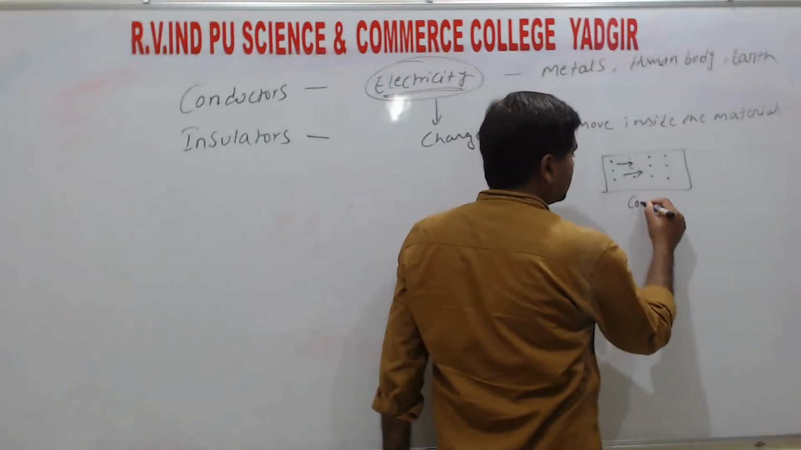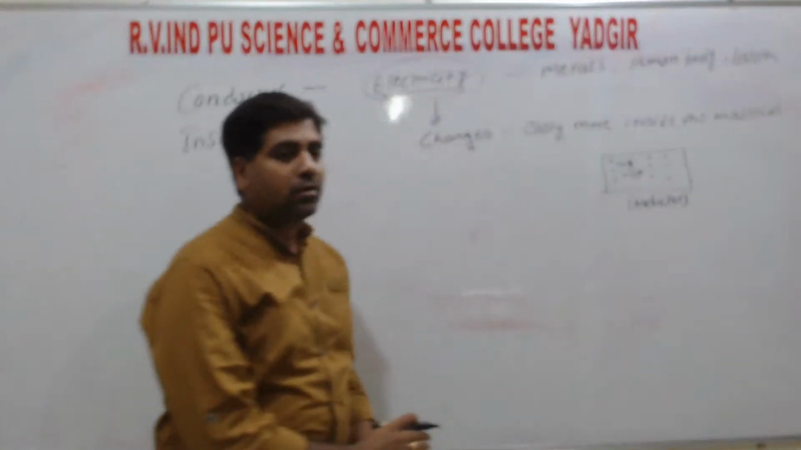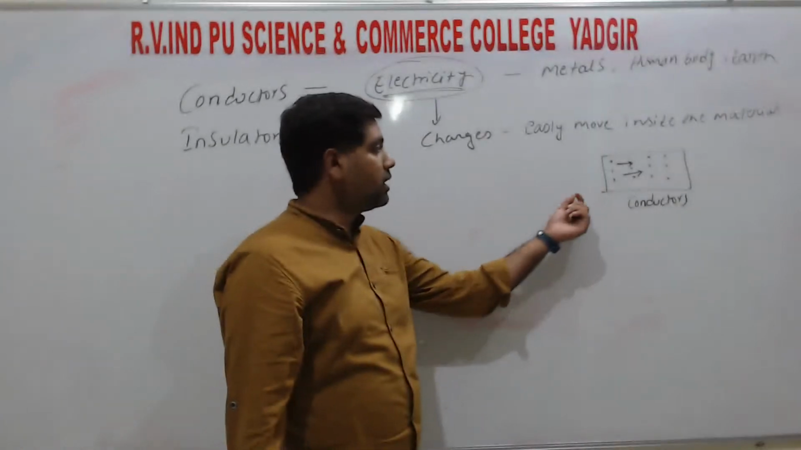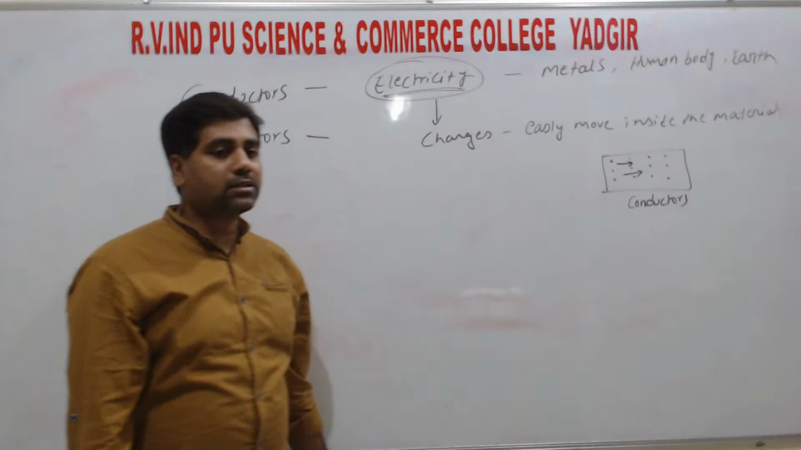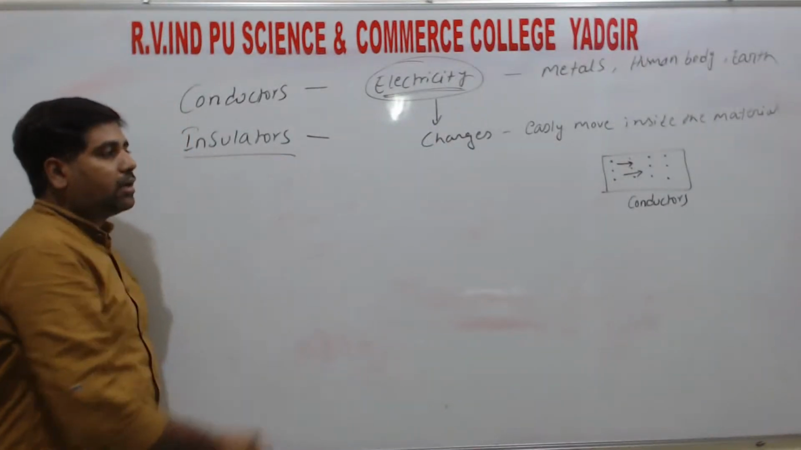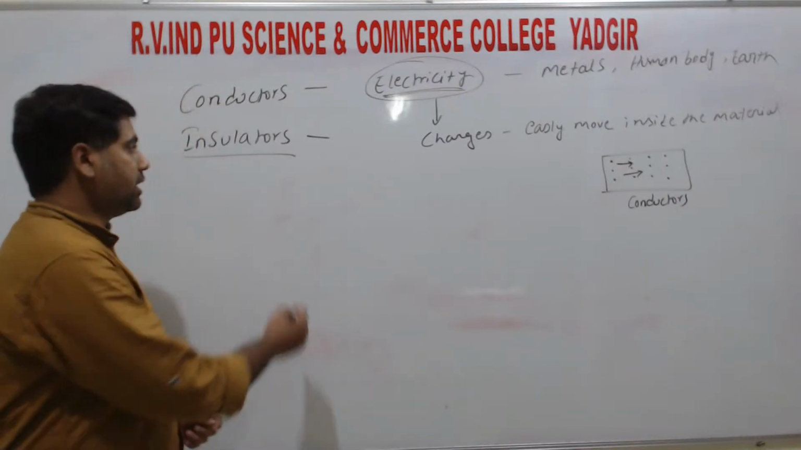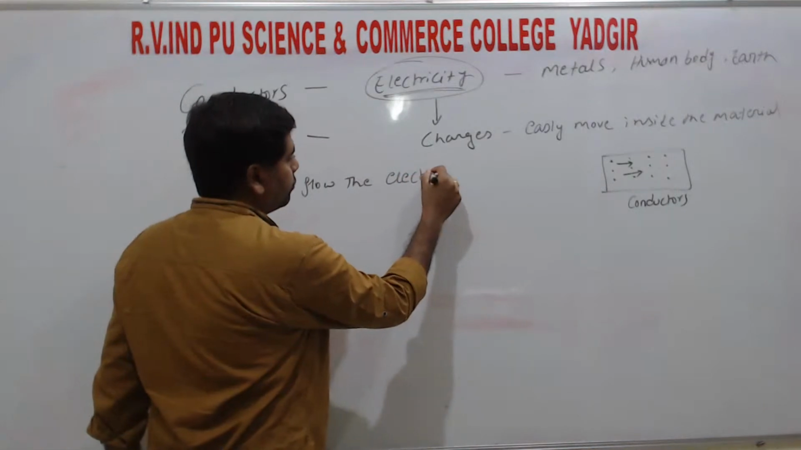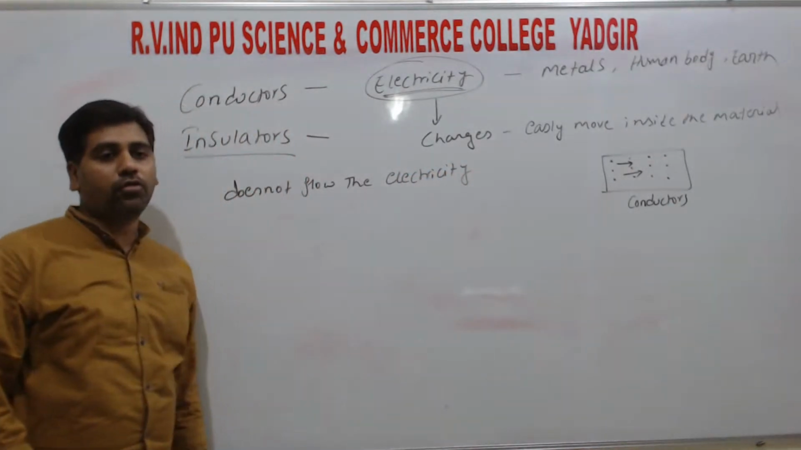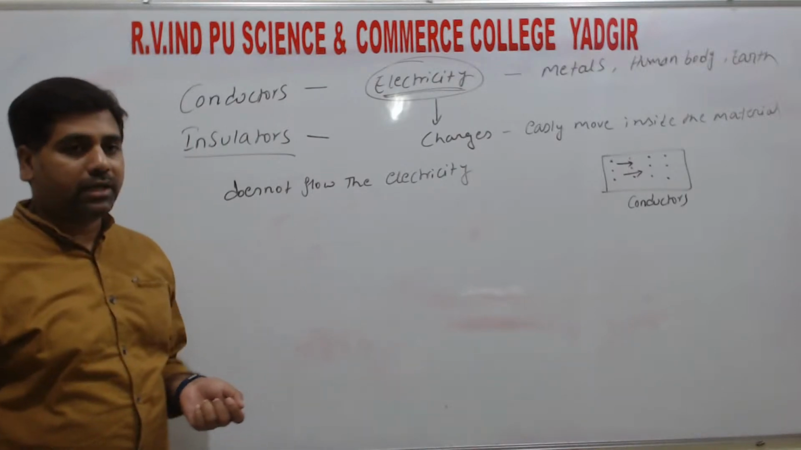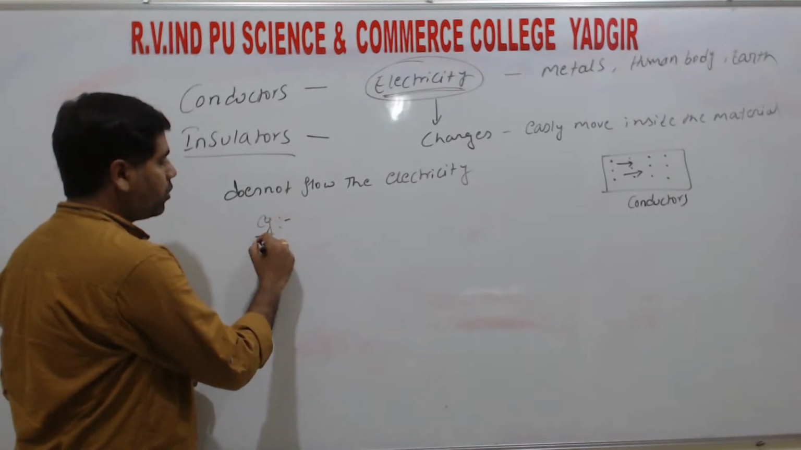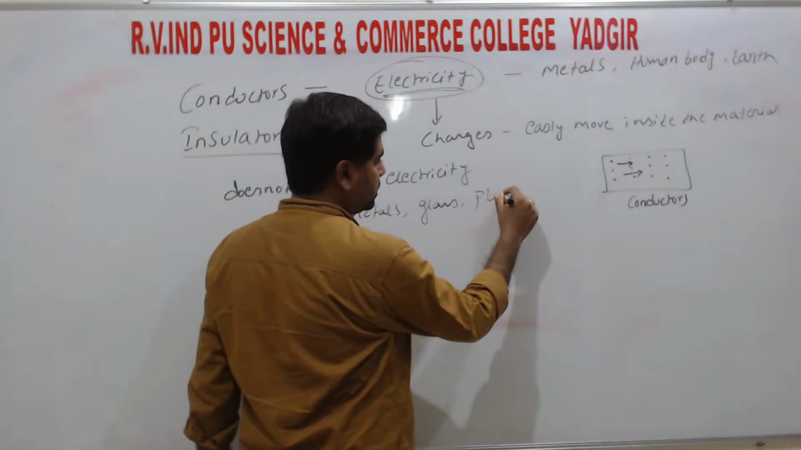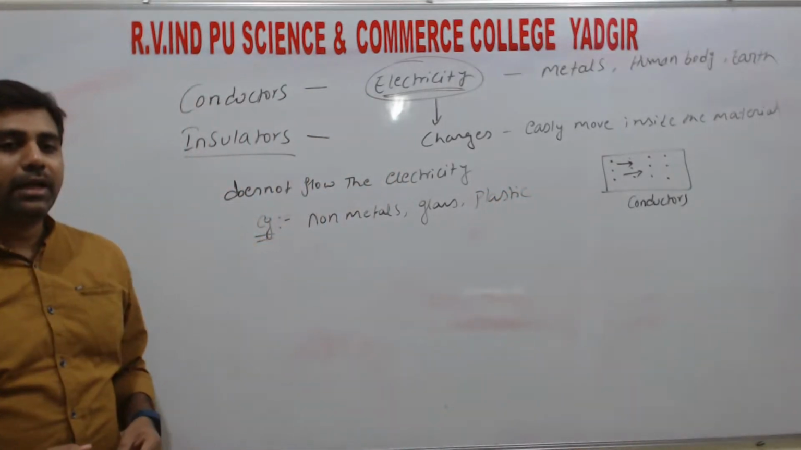So hence this material we call conductors, right? Why we call it a conductor is because they easily flow the charge carriers inside the material, hence it easily flows the current. So next, insulators: the material which does not allow the flow of current or electricity, right? The substances which do not flow the electricity we call insulators. Few examples for insulators are all non-metals, along with glass and plastic.